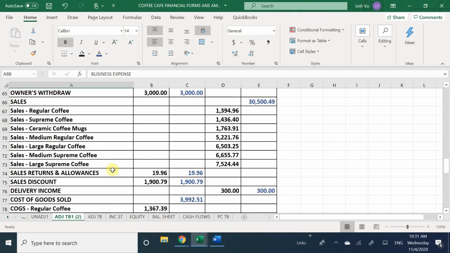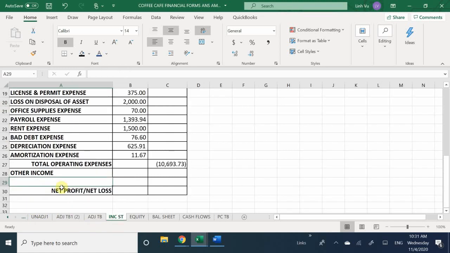Would it be the delivery income? Is that other income? Correct. The delivery income is considered other income, right? It's not part of your business. It's what you charge your customers for having it delivered to you. So in this case, in my income statement, I have a delivery income.